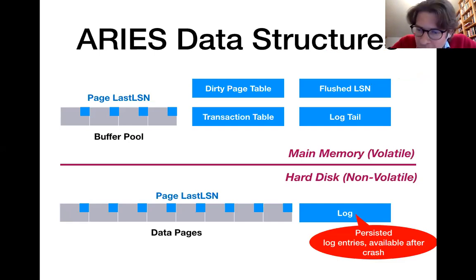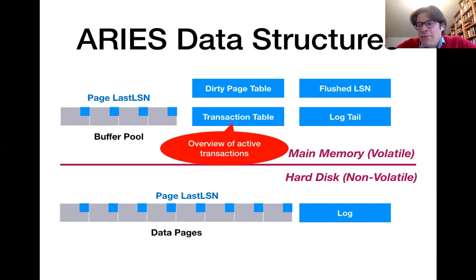Now, here on hard disk, we have the actual log that will be used for recovery. It is stored on persistent storage, so after we come back online after a crash, we will be able to access those entries here. And the recovery phase of the ARIES algorithm uses exactly this log in order to bring the data back into a consistent state.